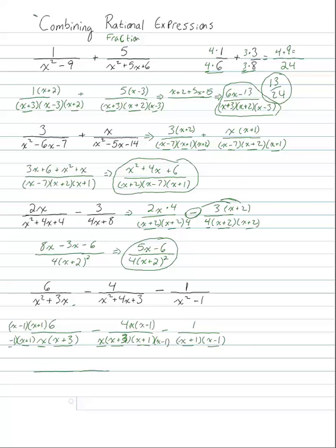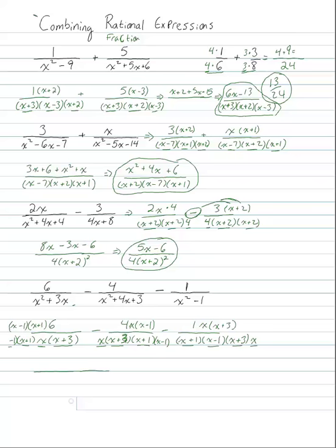Okay, so the last one has the x plus 1, x minus 1, but it's missing an x and then x plus 3. So I'm going to need an x and an x plus 3. Okay, this is going to be a little bit ridiculous.